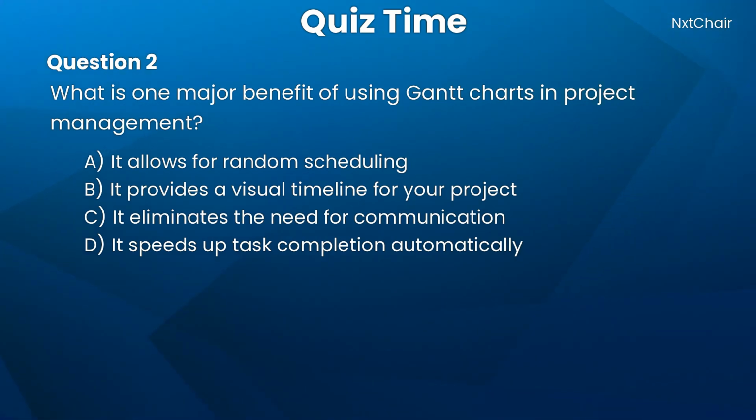Question 2. What is one major benefit of using Gantt charts in project management? Options are A. It allows for random scheduling. B. It provides a visual timeline for your project. C. It eliminates the need for communication. D. It speeds up task completion automatically. Let's pause for a moment. Share your answer in the comments below. A, B, C, or D.